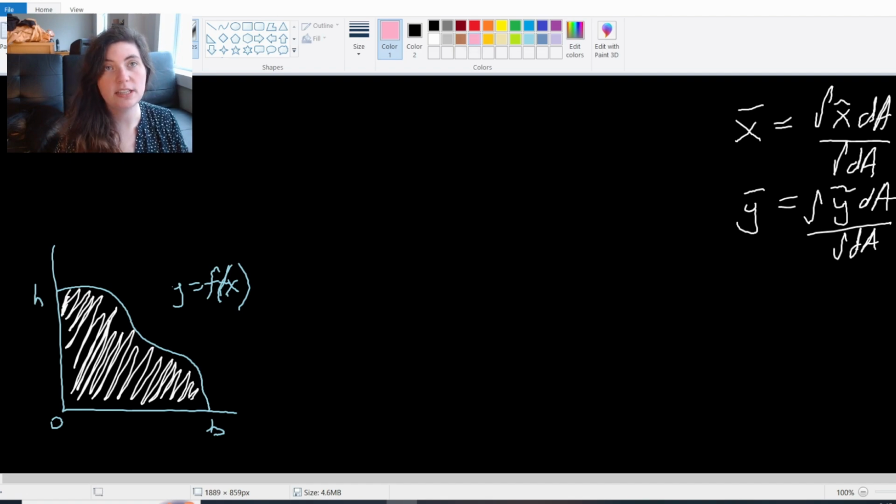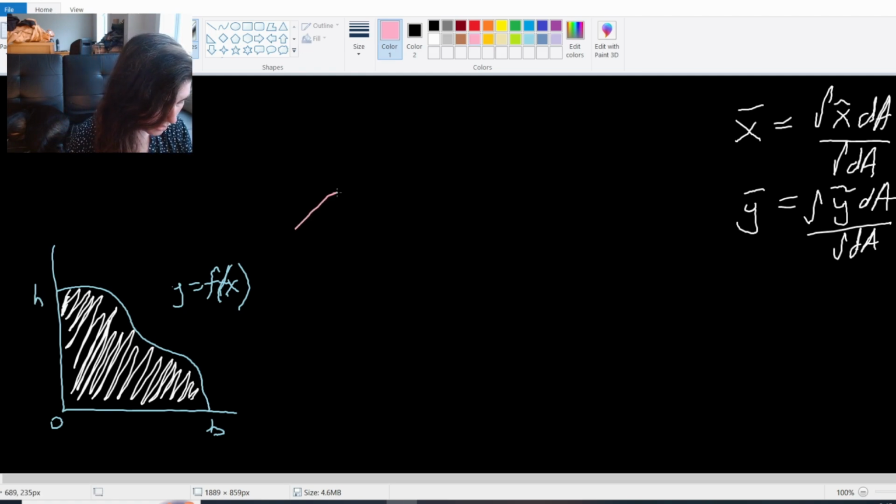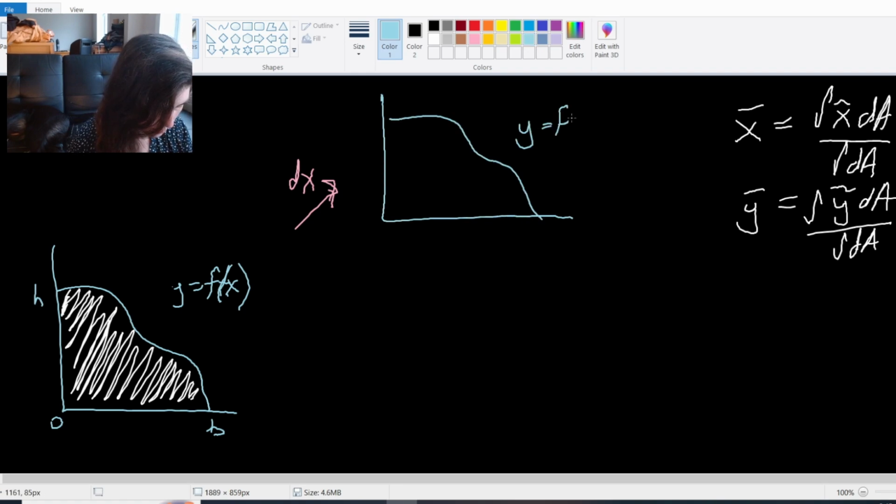Well, the very first thing I need to do is decide how I'm slicing this. You may recall from Calc 1 or 2, when we take integrals, we're taking these little rectangles, and these are what give us our differential, our dx or our dy. So for these, we have two options. We can take the dx path, and if we do that, draw this again, y equals f of x.